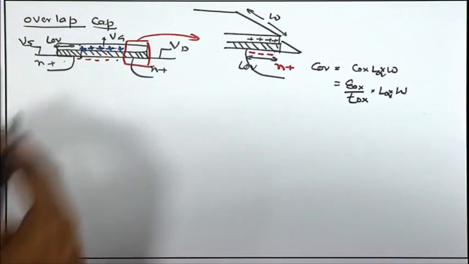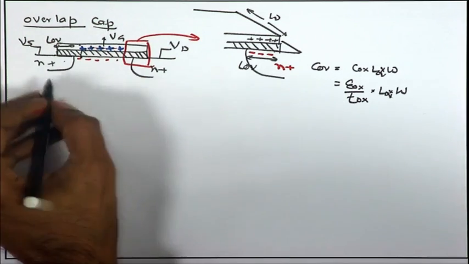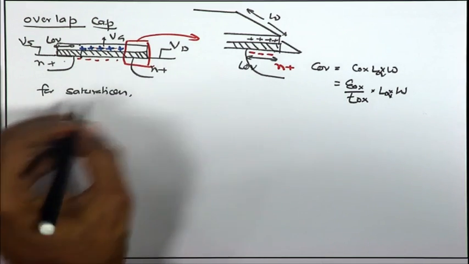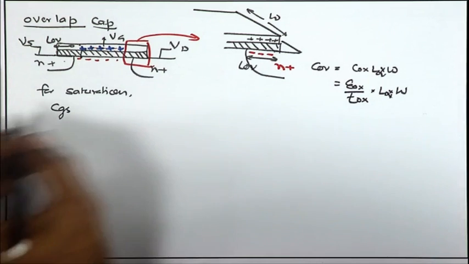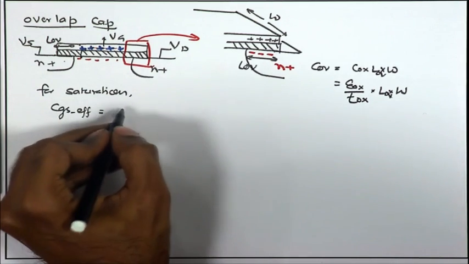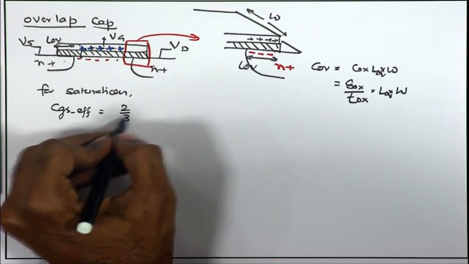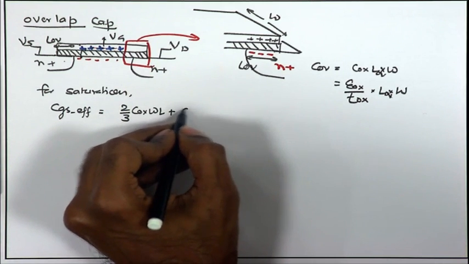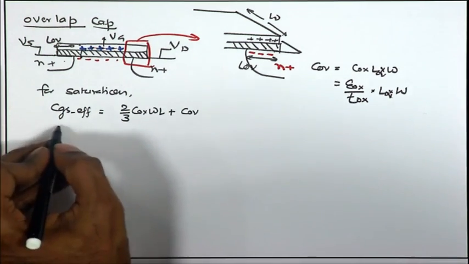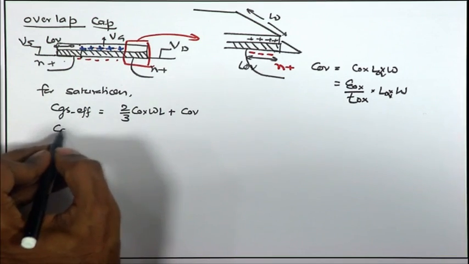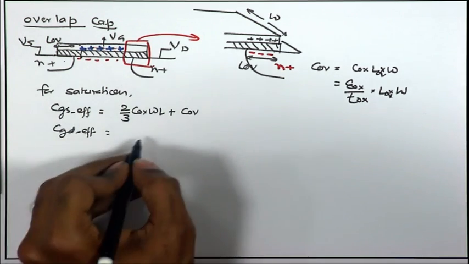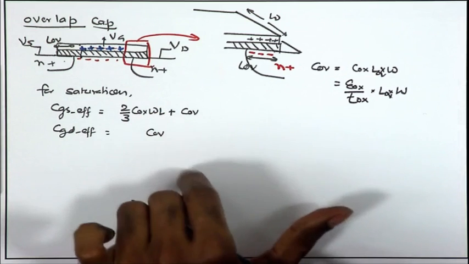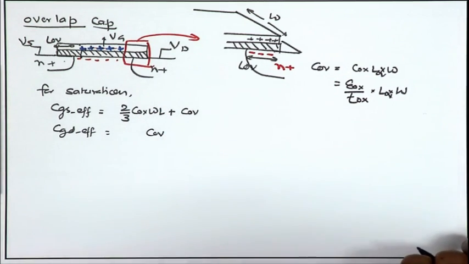So, I can write down for the saturation region, CGS effective is going to be 2 by 3 COX WL plus the C overlap. Likewise, CGD effective is only C overlap, because there is no capacitance coming from the channel charge, we only have the overlap capacitance.